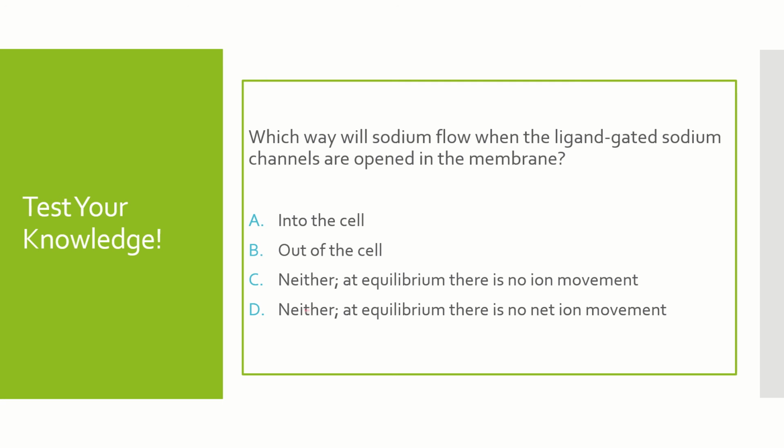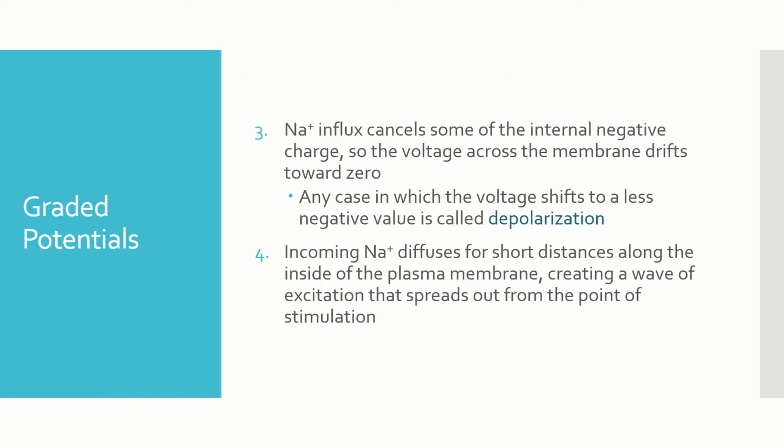Okay, so the correct answer is into the cell. We know this because on the outside of the cell, right, we have 150 millimolar concentration of sodium, and on the inside it's only 15. And so we have that concentration. It's still going to be the same in this neuron that we're talking about. So influx of sodium is going to cancel some of the internal negative charge of the neurosoma. And so the voltage across that membrane is going to drift closer to zero.